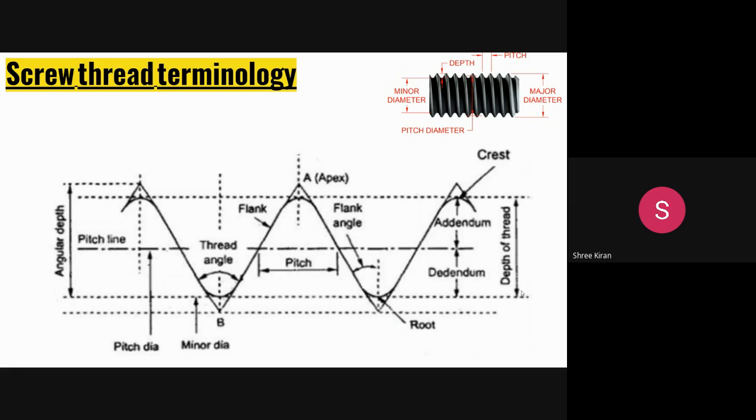Then comes the tolerance, where the following are the requirements for proper external and internal thread engagement: the external thread and internal thread must have sufficient contact at the flank, and must have enough engagement.